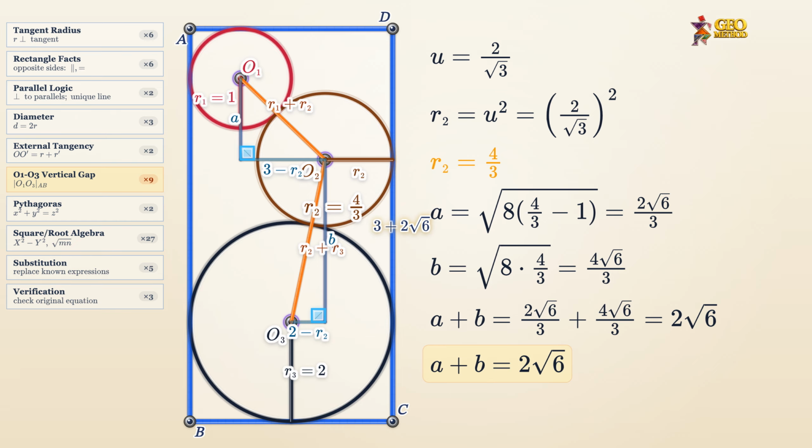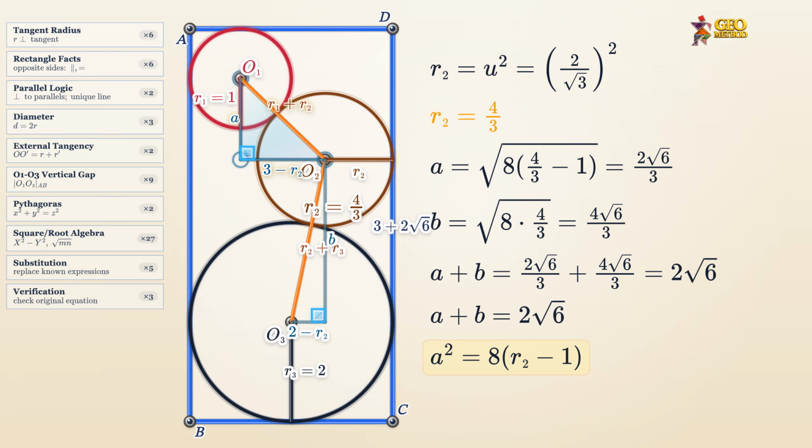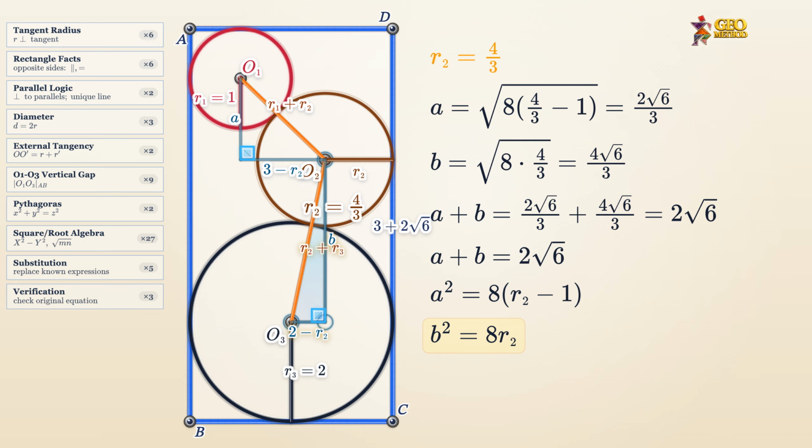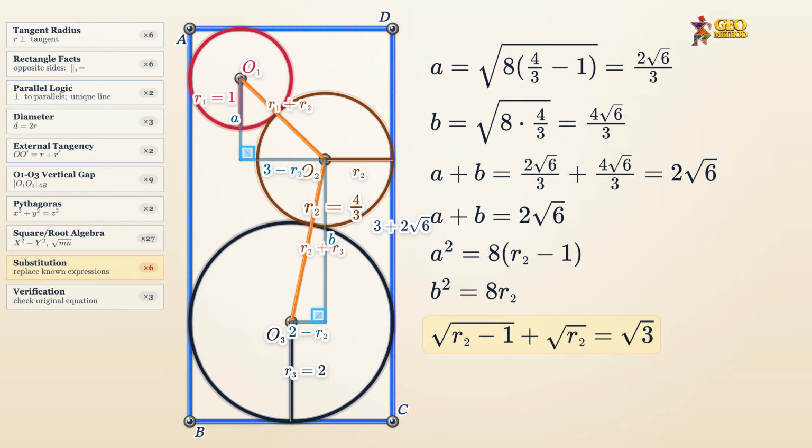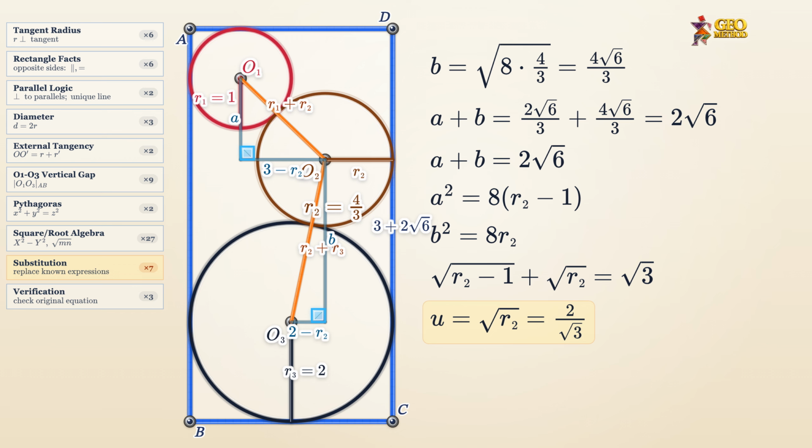Here is the idea in one pass. The rectangle gives the total O₁ to O₃ vertical gap. A plus B equals 2 root 6. The first right triangle gives A squared equals 8 times R2 minus 1. The second right triangle gives B squared equals 8R2. Substituting those two lengths into A plus B gives the single radical equation. A short substitution with u equal to root R2 solves the radical equation.